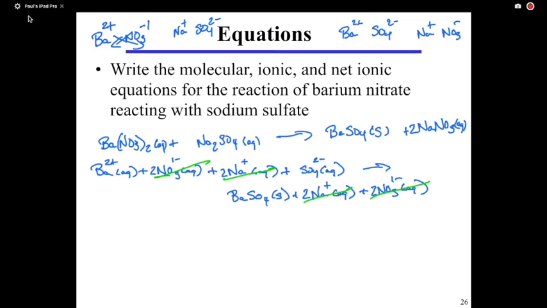Nope. The net ionic equation is barium +2 plus sulfate -2 yields barium sulfate. Oh, that was aqueous. This was aqueous. And this is solid. That is the net ionic equation.